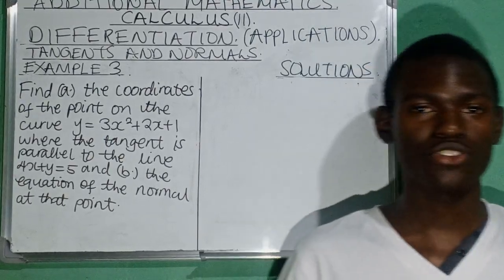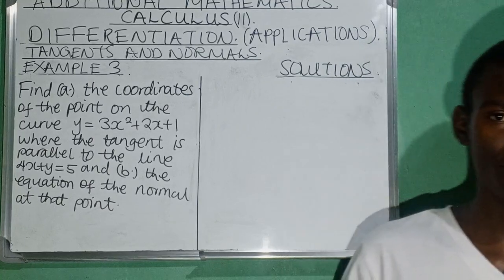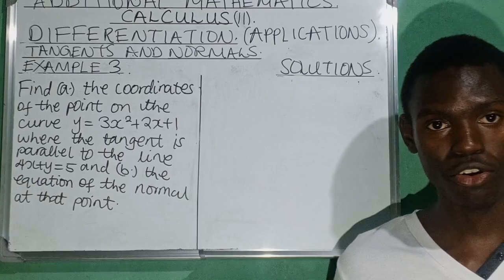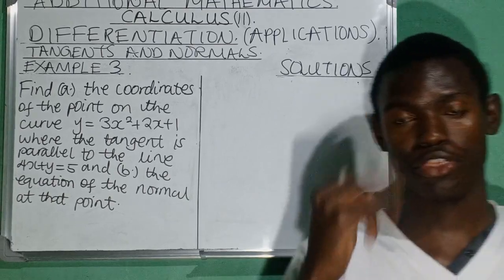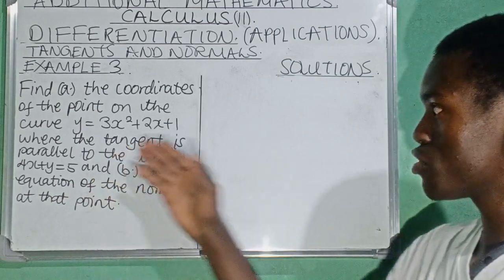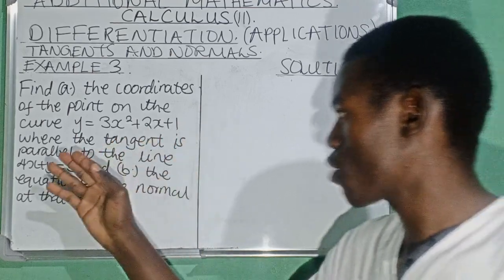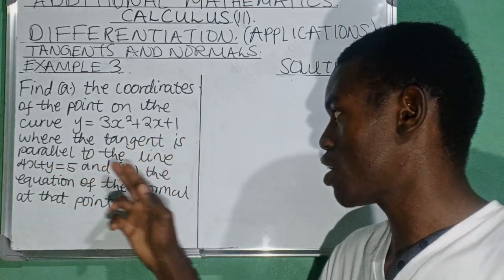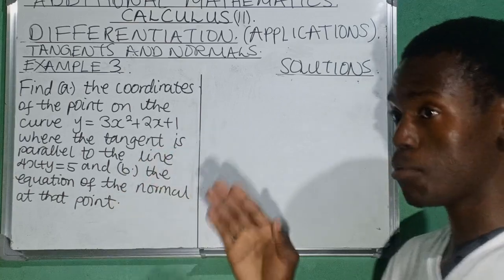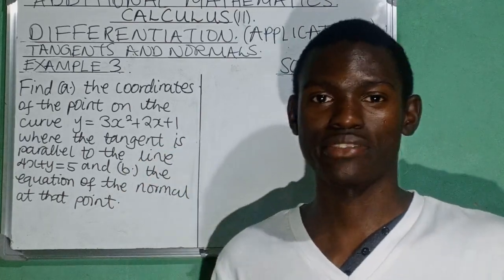In this video, we are continuing and we are looking at calculus 2. Now in this video, we are looking at the example question for tangents and normals. This is example 3. It reads, find A, the coordinates of the point on the curve y is equal to 3x squared plus 2x plus 1, where the tangent is parallel to the line 4x plus y is equal to 5, and B, the equation of the normal at that point.